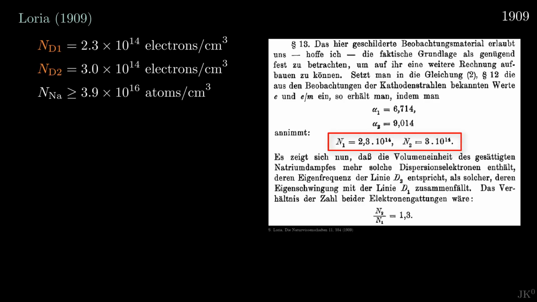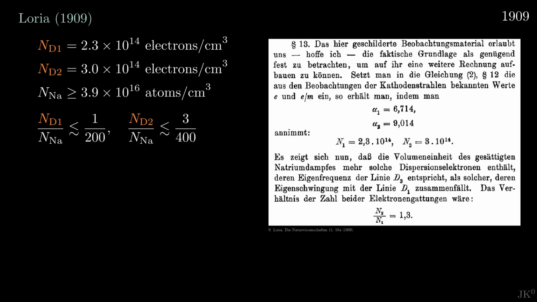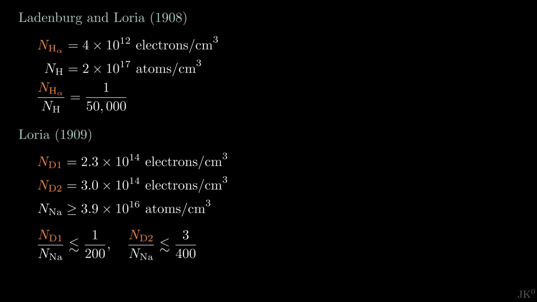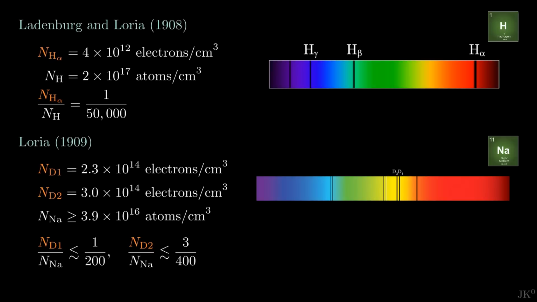He found a lower bound for the total number of sodium atoms, which leads to the ratios 1 in 200 for D1 and 3 in 400 for D2. With this, Loria confirmed Geiger's value, but also found 2 important results. Just like with hydrogen, the number density of dispersion electrons is a very small fraction of the total electrons available, and this number density of resonating electrons appears to decrease with the frequency of the spectral line.